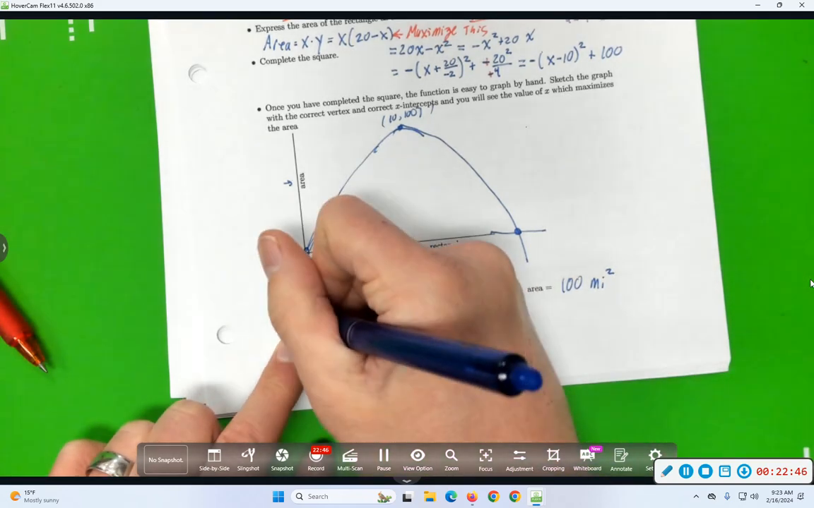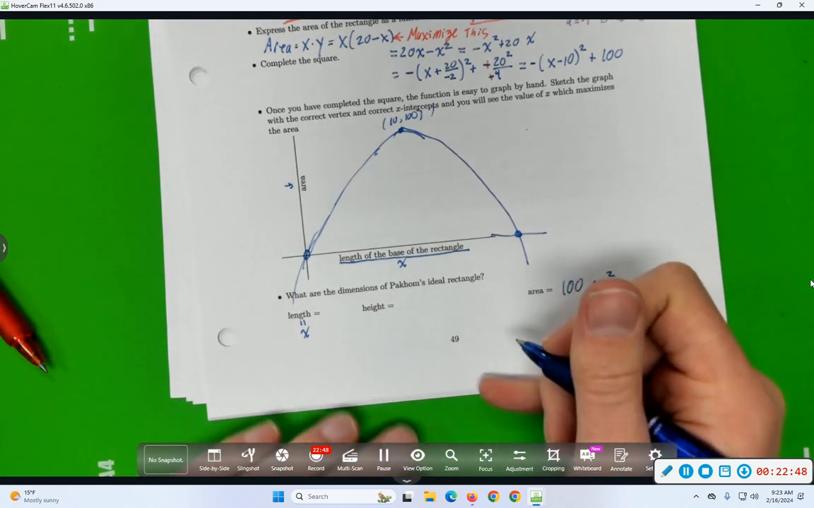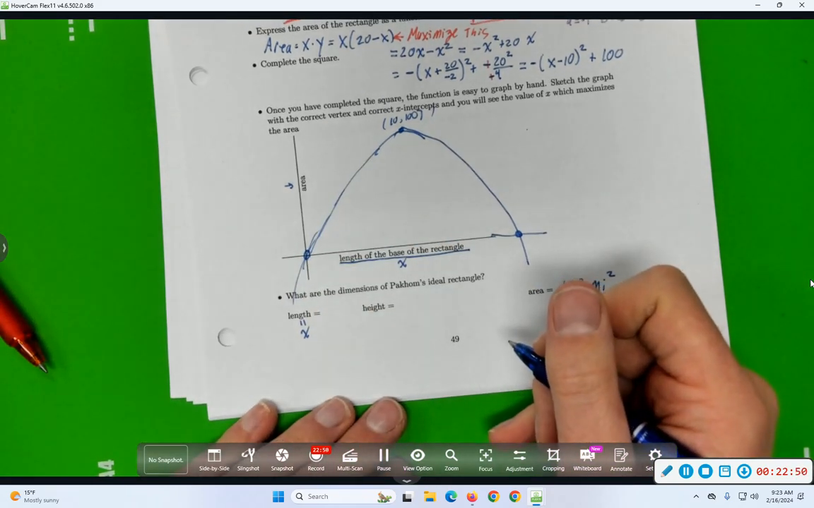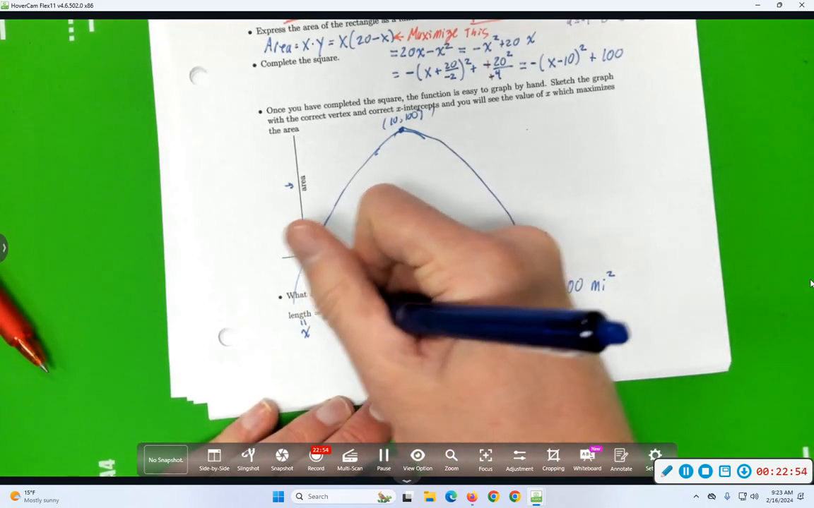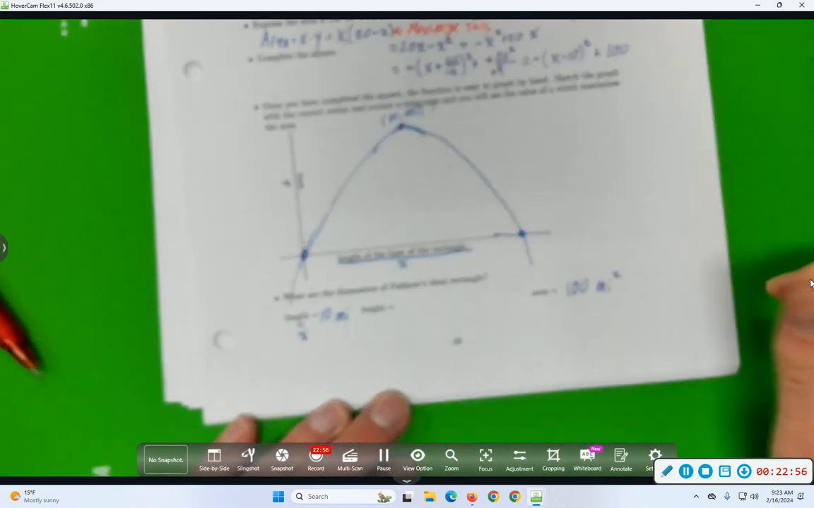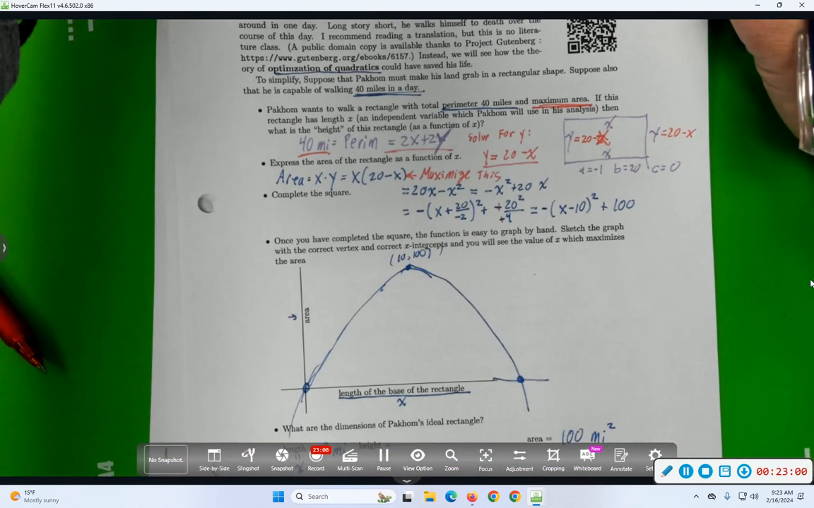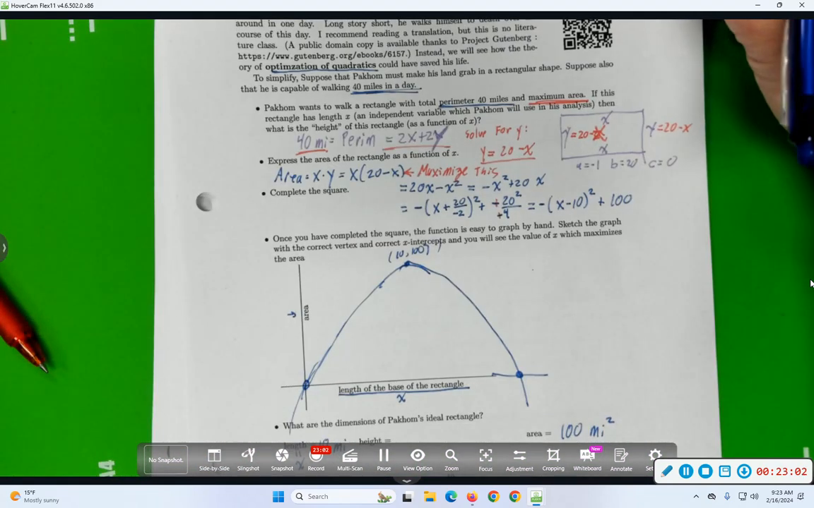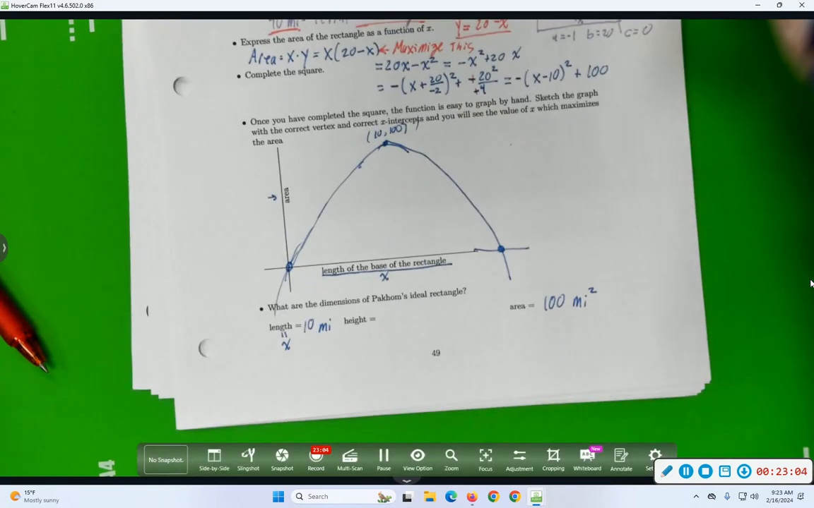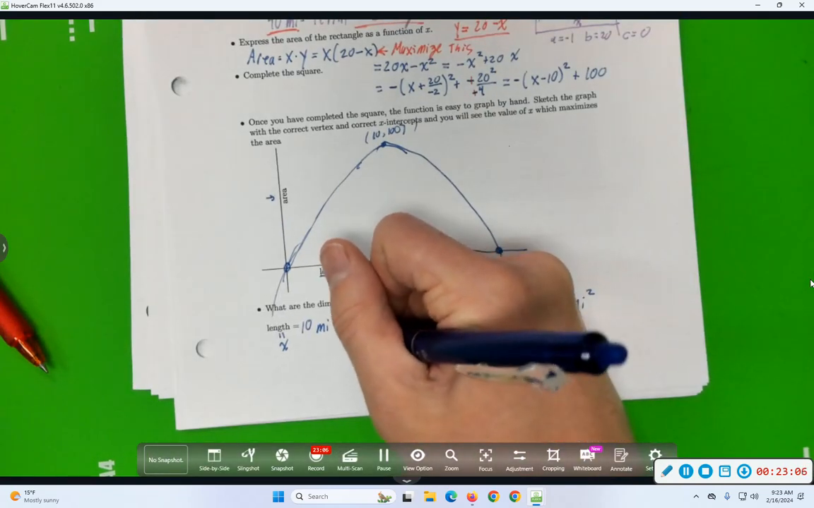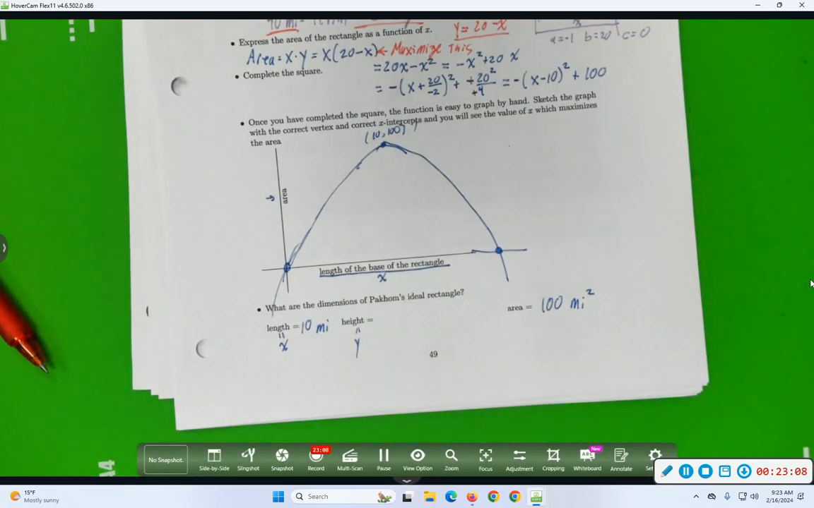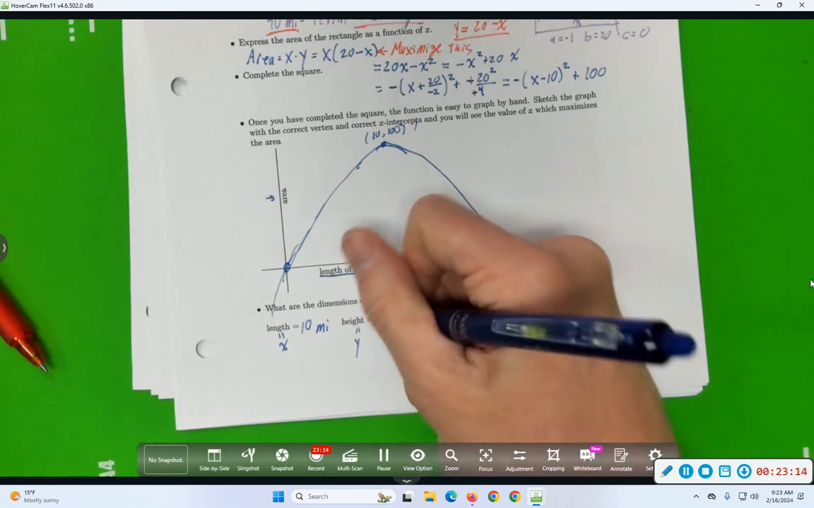So that's like the x variable. 10. I'll put units in because those kind of matter. What about the parameter called y? Could we figure that out too? It would also be, right, just putting the x value.